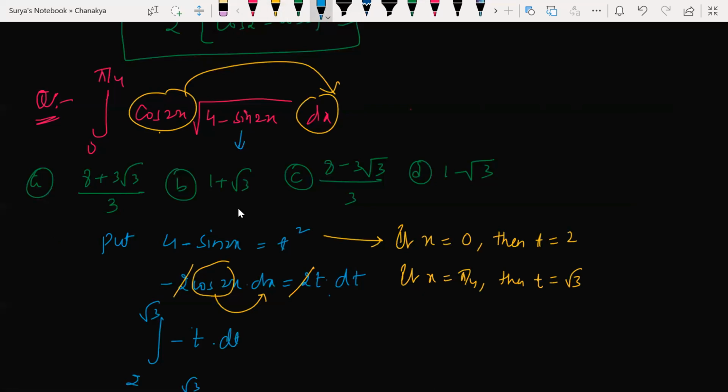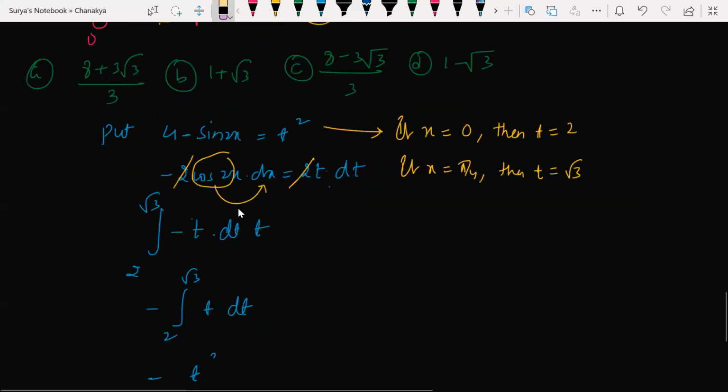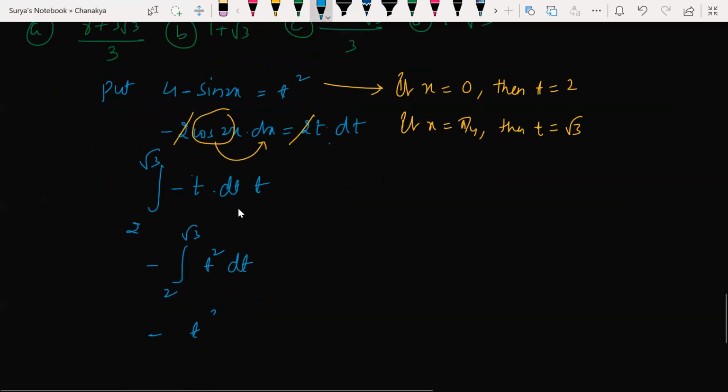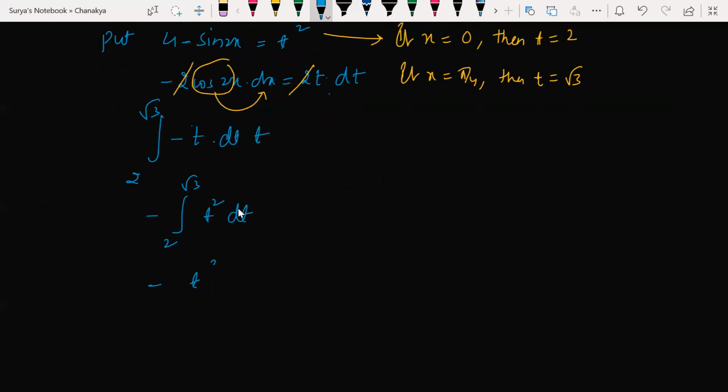But you have square root of this, right? Square root of that is nothing but you will be left with t, right? I'm substituting here. So square root of 4 minus sine 2x can be written as what? T. So t into t square here. So it becomes what now? Apply the formula: t cube by 3. So from 2 to 3.